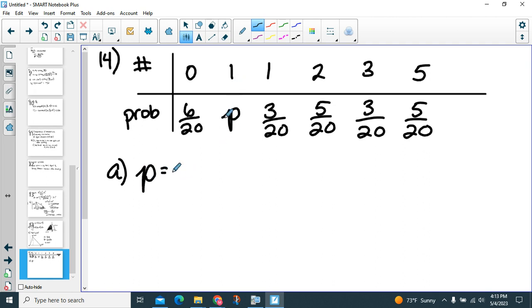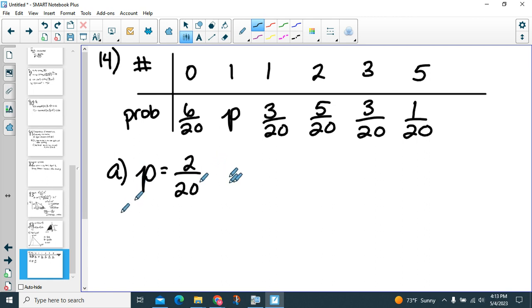Well, in something like this, all of our probabilities have to add to 1. So 6 plus 3 is 9, 14, 17. Wait, no, I'm sorry. 9, 14, 17, 22. That's not possible. Oh, I'm sorry. This is a 1. I'm an idiot. All right. So we have 9, 10, 18. So all of these combined are 18 out of 20. Well, if they all have to add to 1, this has to be 2 over 20. All right, so that's it there.